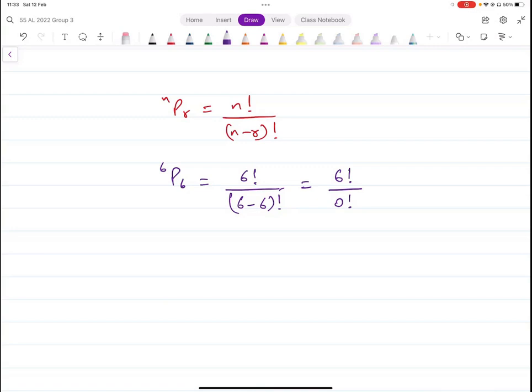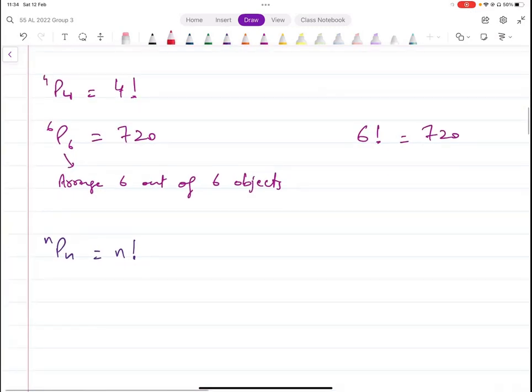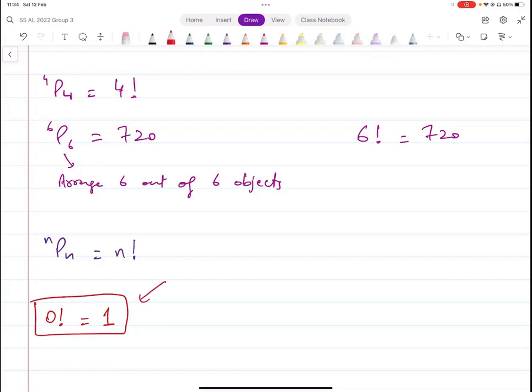Right? Now it looks like we have 0 in the denominator, which should be undefined. But 0 factorial has a value of 1. So it differs from the general definition of factorials, but it has a proof. That's a bit tricky. You just have to remember this: 0 factorial is 1. Its value is 1. It doesn't fit the definition.